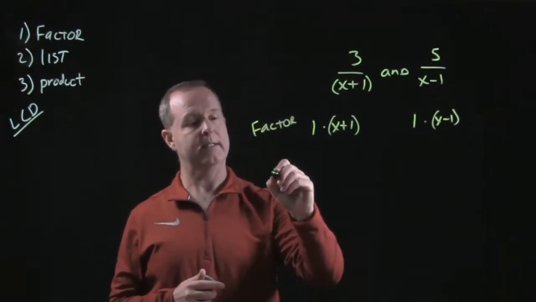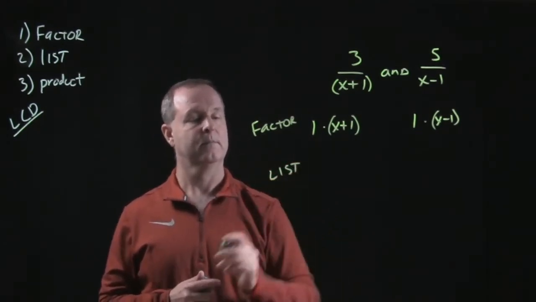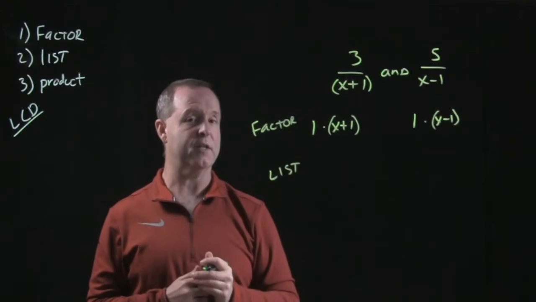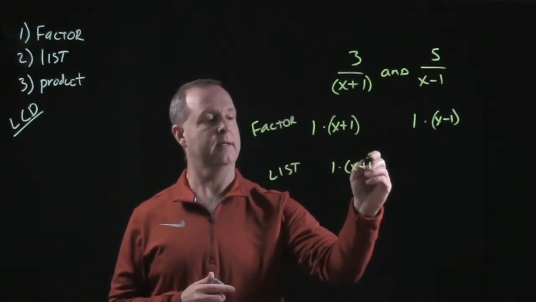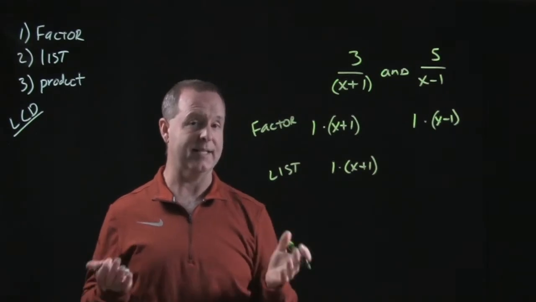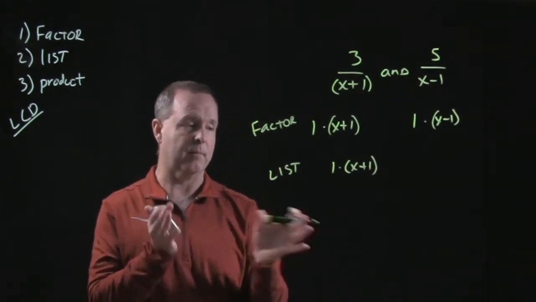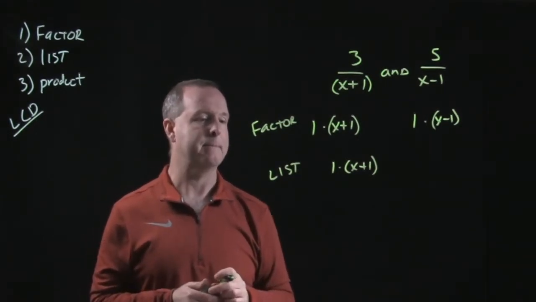Second thing I'm going to do is list. So first of all, I list all the factors in the first term. 1 times an x plus a 1. Remember that x plus 1 is essentially one complete term. That's why the parentheses are around it.